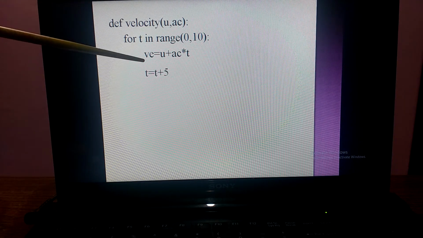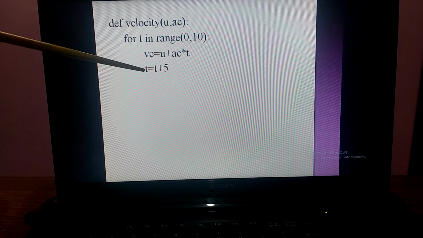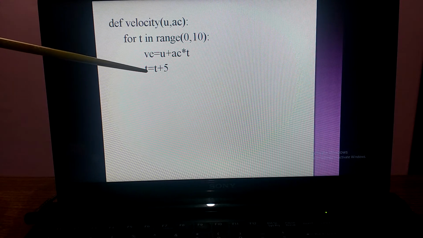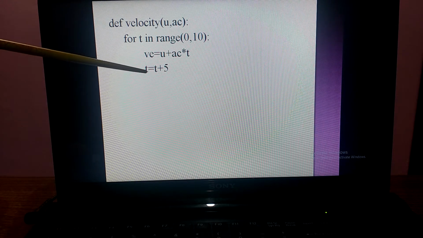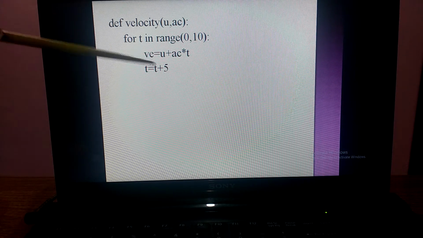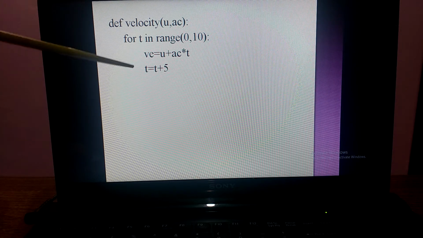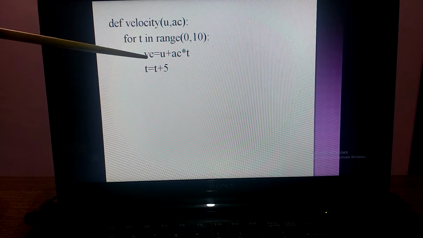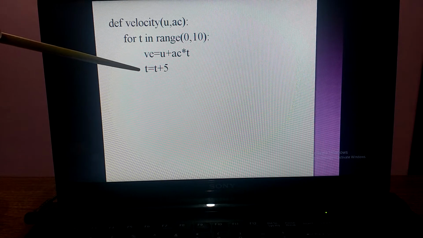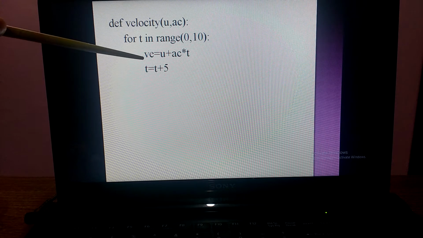I am calculating my velocity. Every time I am incrementing my time with a common factor, that is plus 5. Every 5 seconds, I will be calculating my velocity, not each and every second. For example, if I have calculated at the 0th second, next I will be calculating for the 5th second, not the next second. After the 5th second, I will be calculating for the 10th second, next after that for the 15th second. With plus 5 seconds, I will be calculating the velocity.